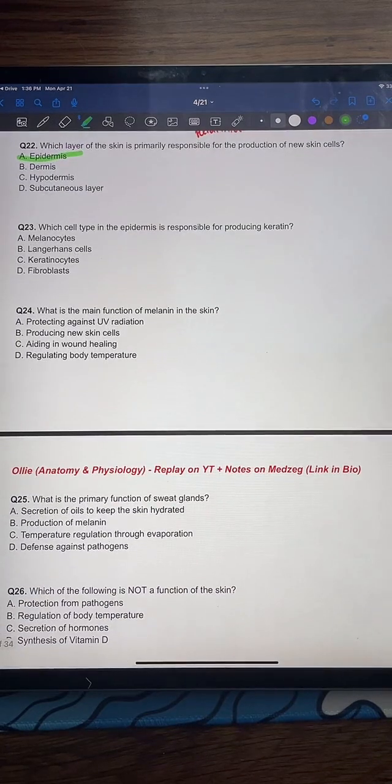Number 23, which cell type in the epidermis is responsible for producing keratin?